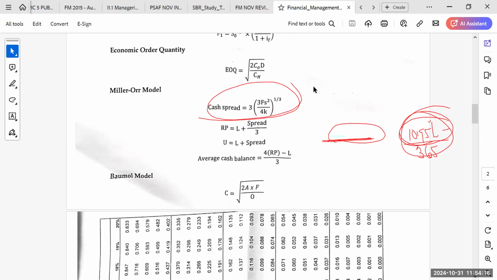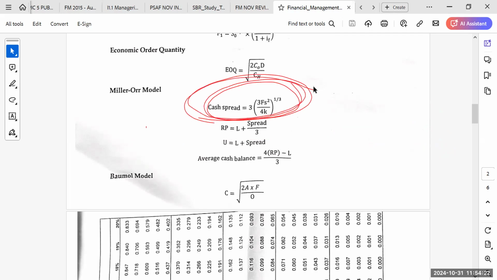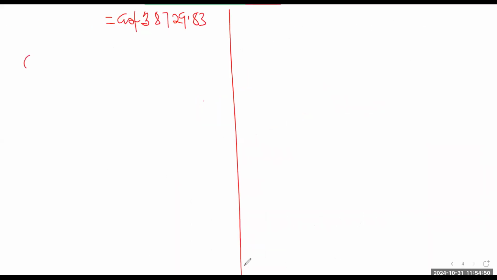So if you have a question on this spread and they're asking you for the cash spread, you can just quote this formula from the formula sheet. But you have to know that your F is the transaction cost and this one is the standard deviation. Since the variance is the square of the standard deviation, that's why they are doing the S squared over there. The bottom is the interest. Even if you are not asked to calculate the spread, you cannot calculate the return point and the upper limit without calculating the spread.